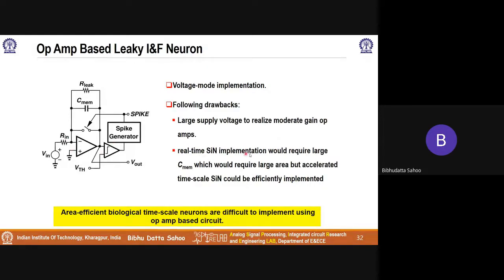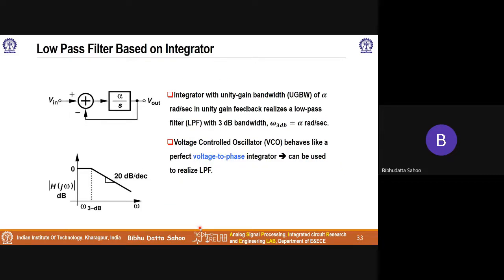Again, real-time silicon implementation would require a large capacitor, which would require large area. Also, the op-amp requires a large supply voltage to realize a moderate gain. If the gain of the op-amp is not good, it is not going to work like a good integrator. So area efficient biological time scale neurons are difficult to implement using op-amp based circuits. Now let us see if we can do something better.